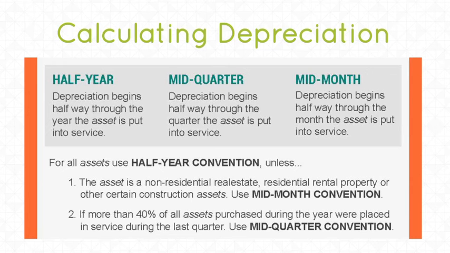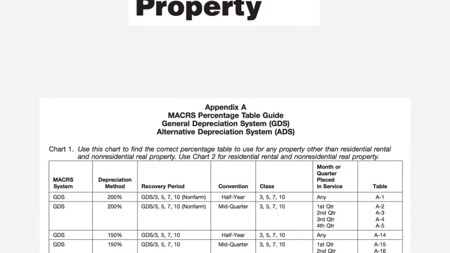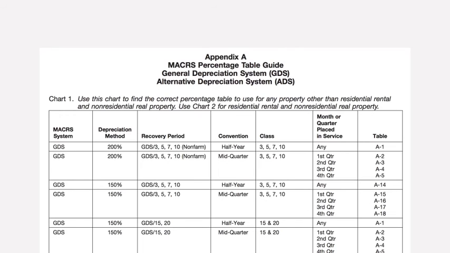When determining which depreciation method you should use, refer to Publication 946, How to Depreciate Property, to determine which property class applies based on the type of asset, such as real property, office furniture, equipment, etc. Property class simply determines the number of years over which the asset will be depreciated. Next, refer to Appendix A of Publication 946 and find the applicable property class, convention, MACRS system, and depreciation method that apply when the asset was placed in service, and the applicable table to refer to for the depreciation percentage.